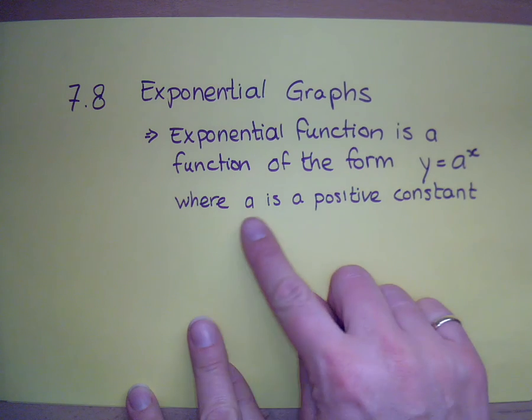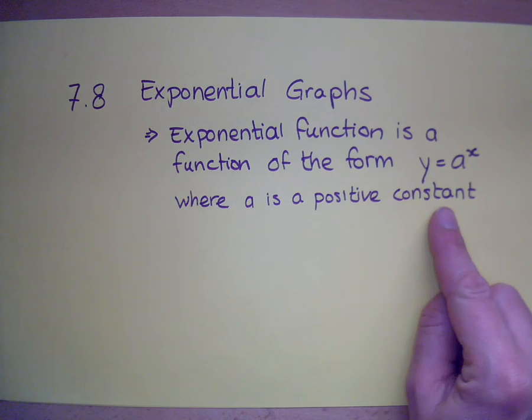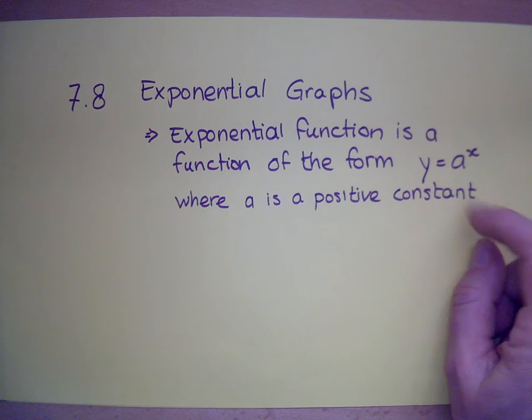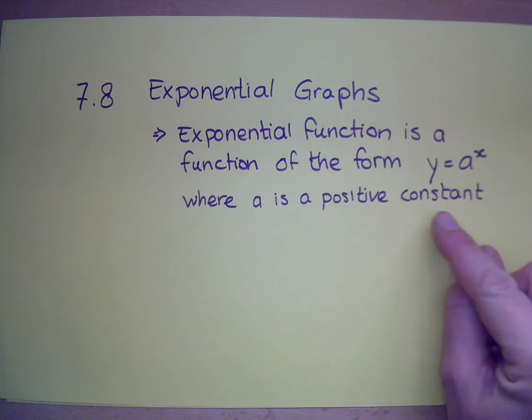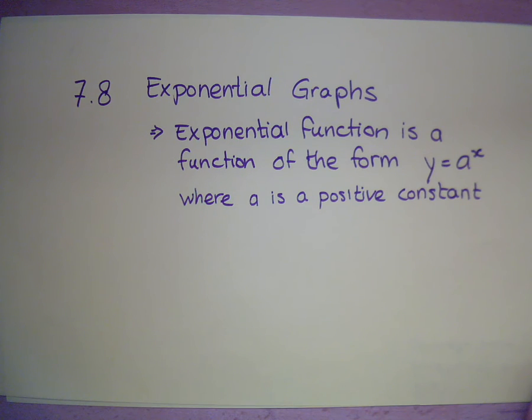The a here is a positive constant. So it can't be a negative number. It's going to be a positive number, and it's going to be a constant, meaning it's just a set number.